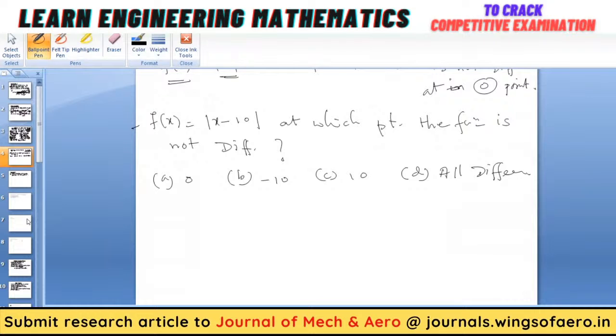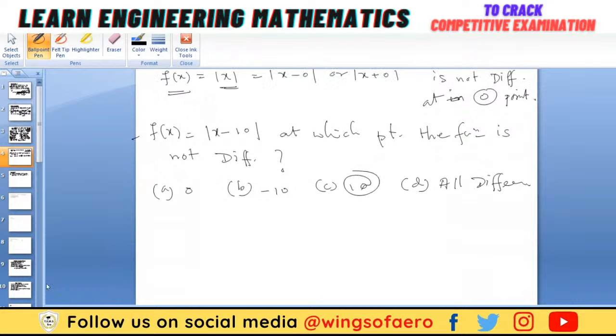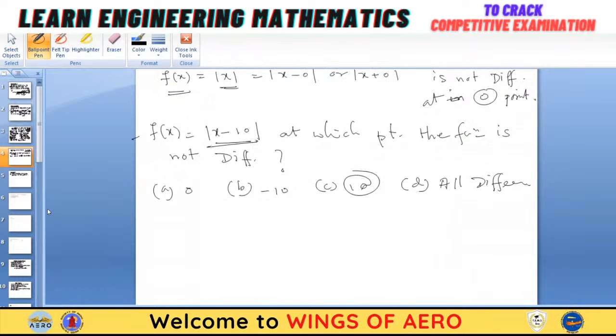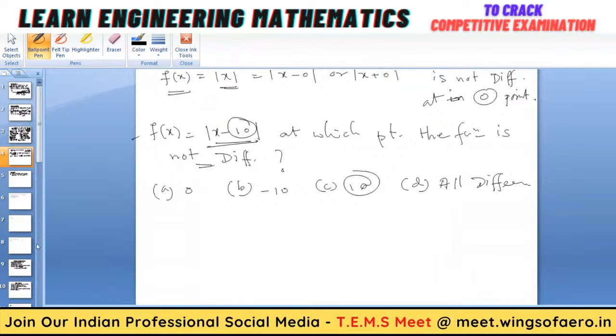Okay, so everybody is saying that it is 10 point. Yes, it is 10 point because it is x minus 10. So x minus 10 means at 10 the function is not differentiable. Now sometimes instead of a point, some interval is given to you.